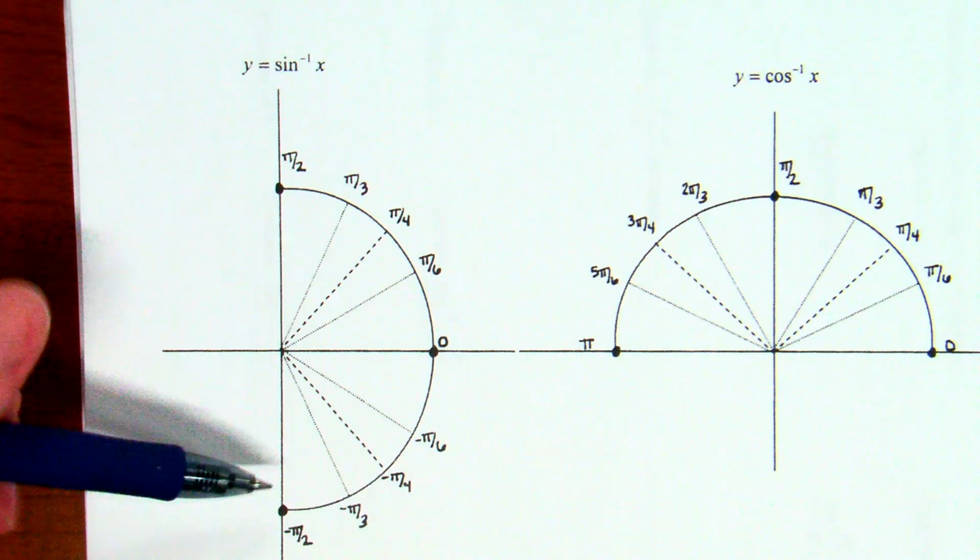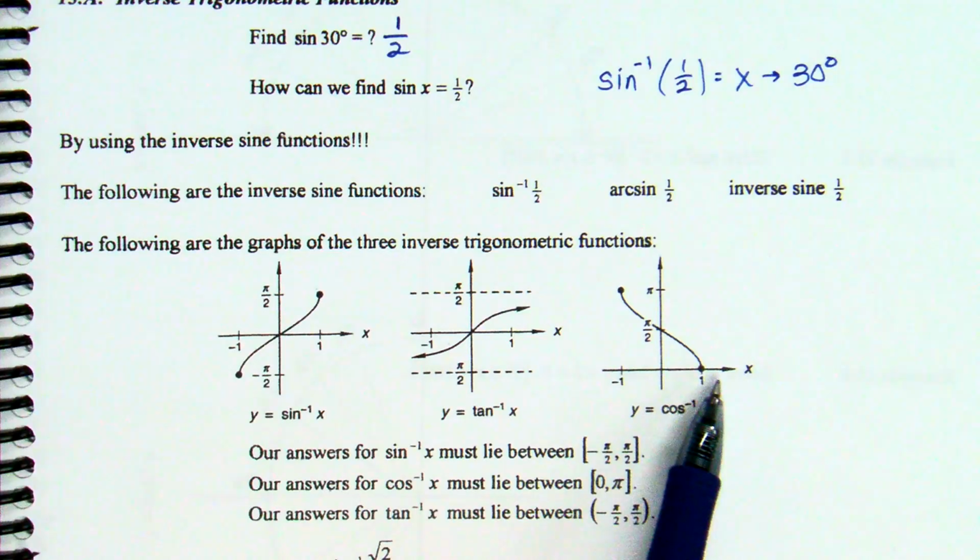I don't know why these graphs are in the order they're in. I tend to think about cosine next, which is this far one. Notice my x values are -1 to +1, just like the normal range on a normal cosine graph. The difference here is my angles are 0 to pi.